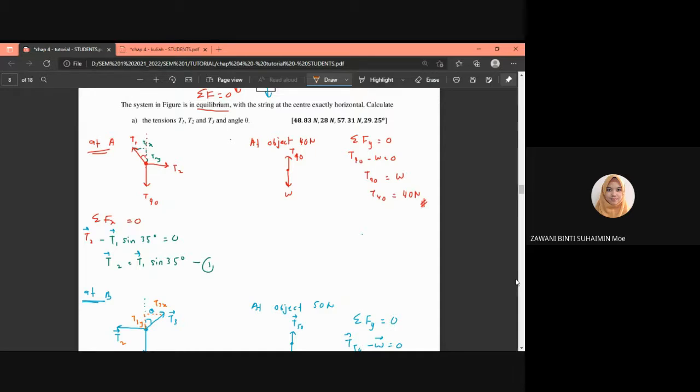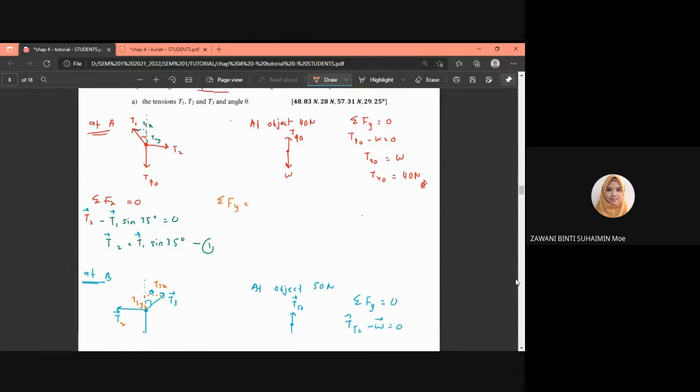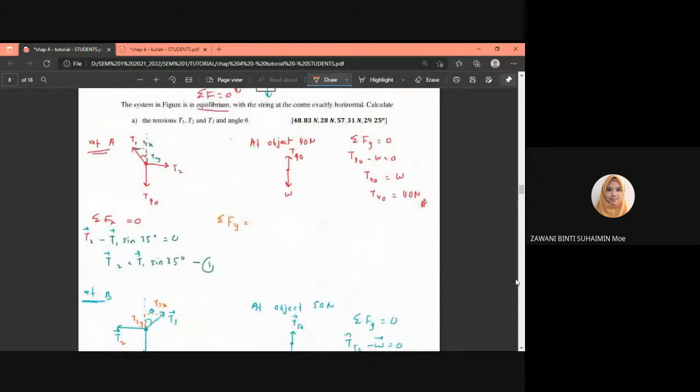Oh, okay. In this equation I missed the summation of Fy. We do not have it yet. That is why it is difficult to settle, we do not have many equations. So for point A, we have Fy as well. Sorry, sum of Fy equal to 0. It is downwards, so negative T40, plus T1 in Y component, so T1 cos 35 is equal to 0.